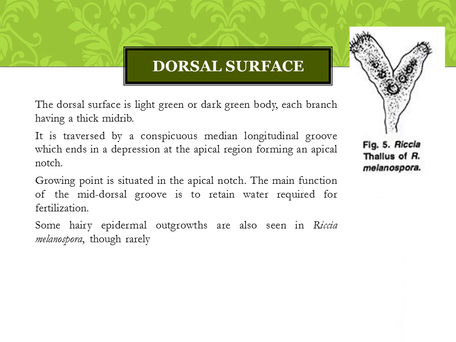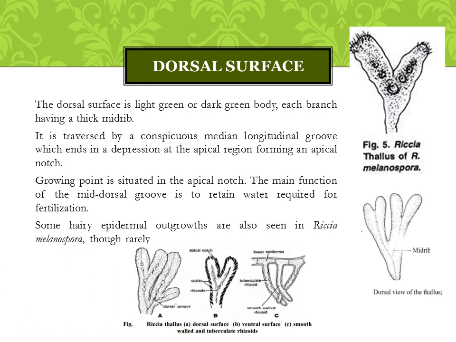Here you can see each branch of a thallus has a midrib represented by the dorsal median groove and the ventral median ridge. Sometimes it is quite prominent, as in various species, where it forms a broad deep channel terminating in the apical notch.